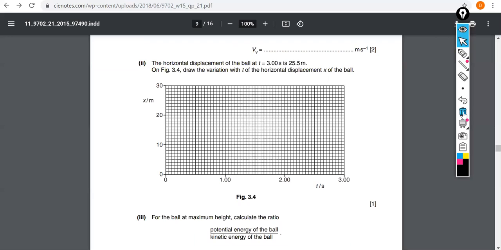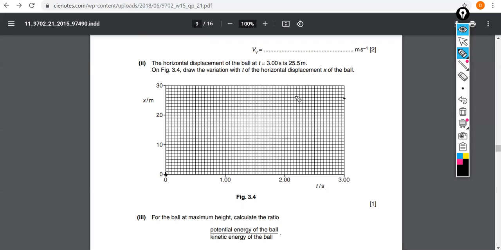It says the horizontal displacement of the ball at t equals 3 seconds is 25.5 meters. On figure 3.4, draw the variation with t of the horizontal displacement x of the ball. So we know that at time t equals 3, it's at 25.5 meters, and part of this is just reading off the graph correctly. If there's 20 here and 30 here, and there are 10 squares between them, then each square is 1. So it's 21, 22, 23, 24, and 25.5 would be right about there, between 25 and 26. The horizontal displacement at time 0 was 0 because it wasn't launched yet.